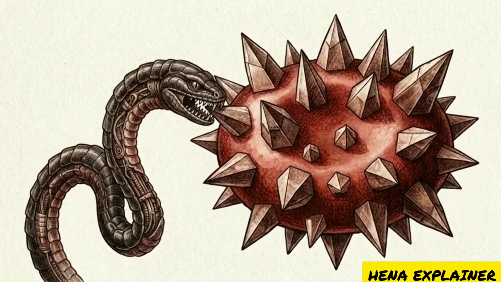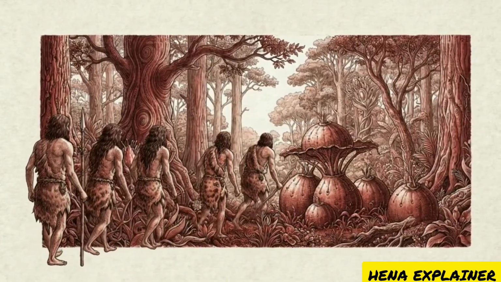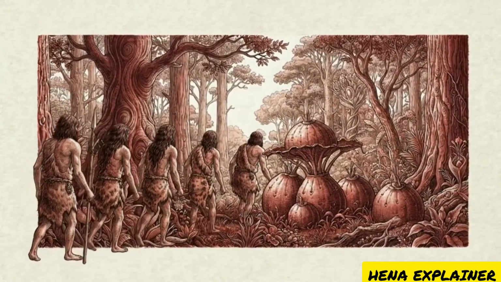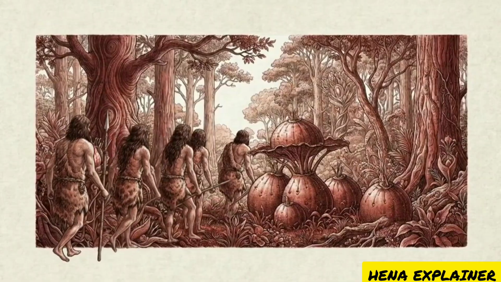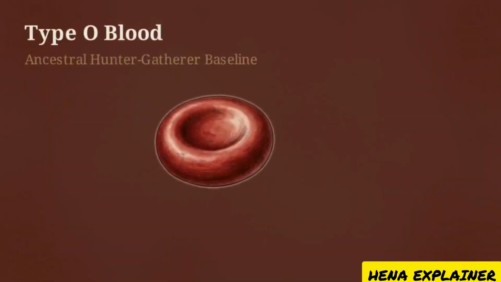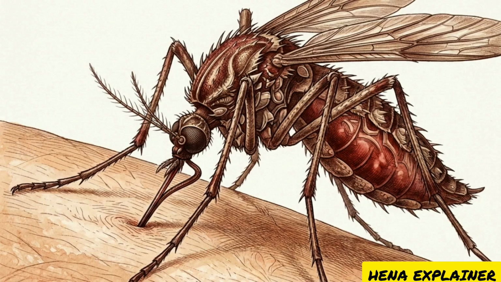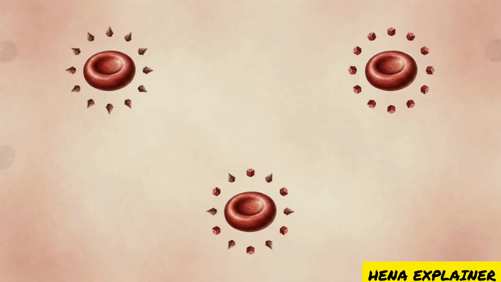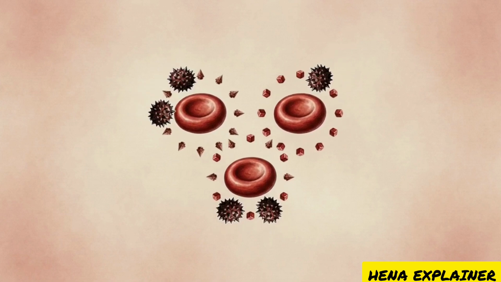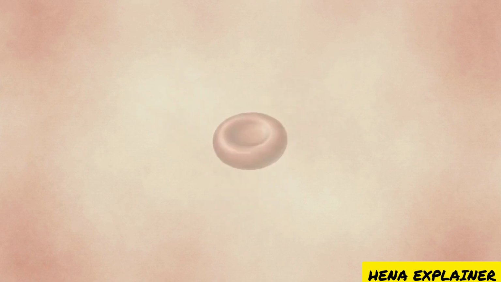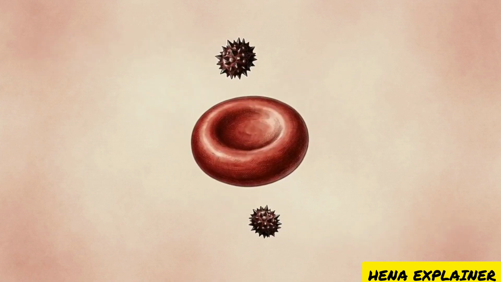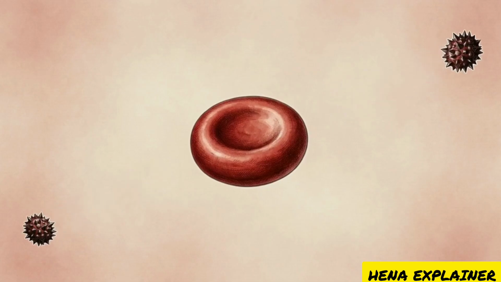uses to break in. Long before agriculture, ancient hunter-gatherers carried what we now call type O blood. It is the baseline model, characterized by a complete lack of A and B antigens on its surface. Moving through ancient mosquito-heavy environments, this smooth surface provided a mechanical defense. The parasite responsible for the deadliest form of malaria needs surface markers to grip and clump red blood cells together. Without A or B antigens, the parasite struggles to grab hold, lowering the risk of severe infection.